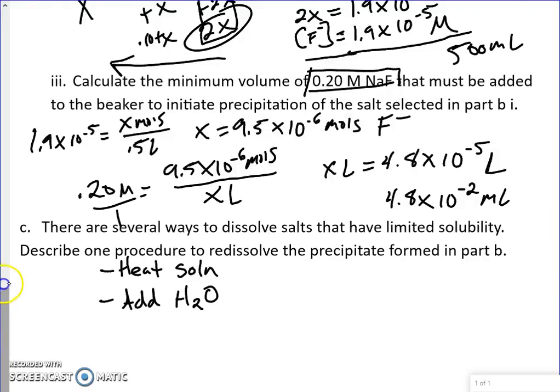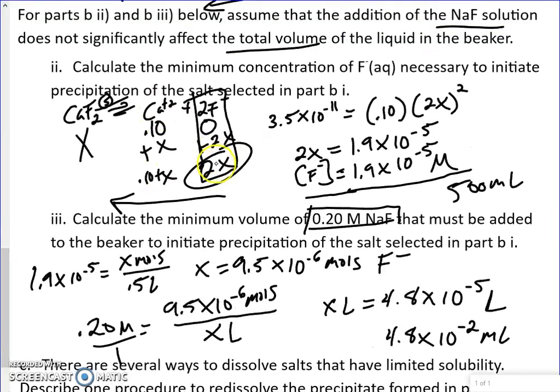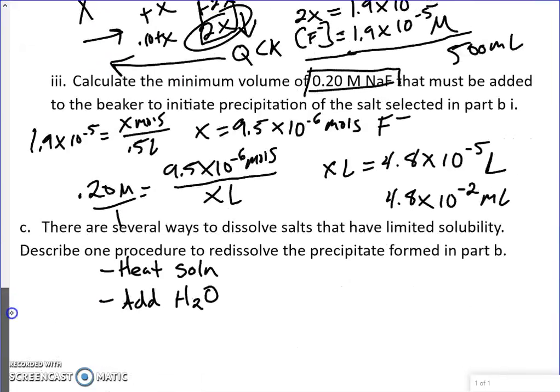So think about it this way. Go back up here. If you add more water, you're decreasing this concentration, which actually makes Q less than K. So some of this salt's going to shift towards the products, therefore dissolving some of the solid to create the ions. So you could add more water to dilute it, and in the process of the dilution, it's going to shift to make more of the ions, therefore dissolving more of the solid. So those are two valid ways in which you could dissolve more of the salt.